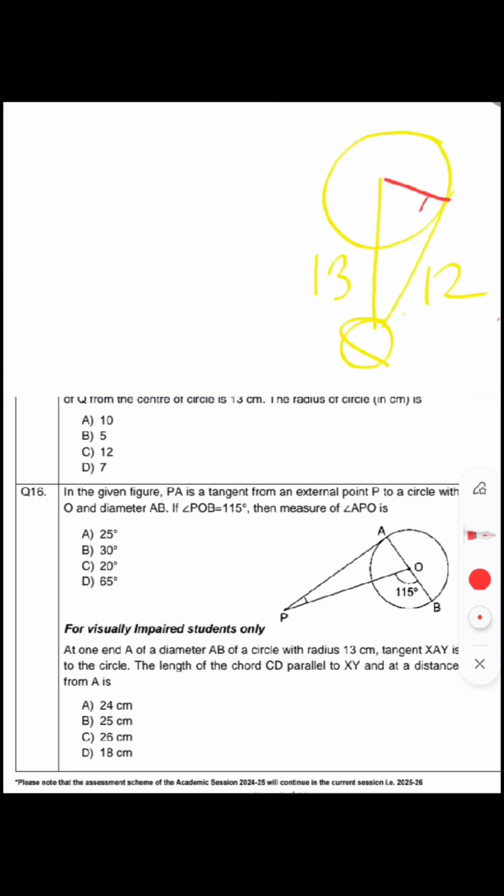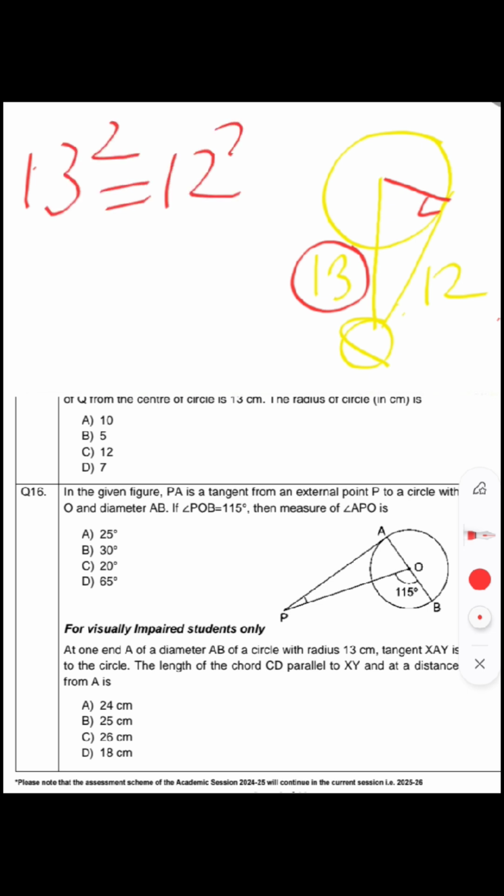This bit is your 90-degree angle. So this is your hypotenuse, and this is your, you can say, base. You need to find the radius here. So what is the formula? You can say 13 square is equal to 12 square plus radius square, radius, you can say r square.